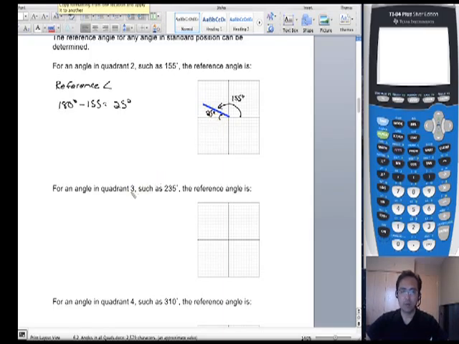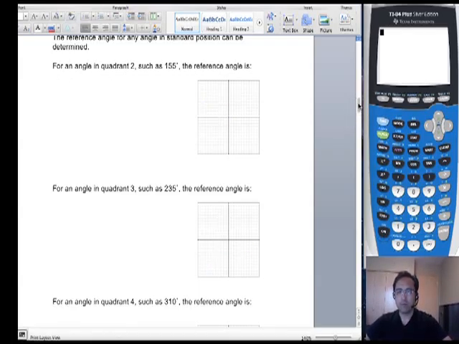Quadrant 3, such as 235, what's the reference angle going to be? So 235, we'll sketch in like so, and again give a picture to illustrate what's going on here. All we have to do is, this is 180, that's 235. Another way we can do the reference angle is 235 degrees minus 180 degrees, which is going to give us 55 degrees. So the little angle in here is going to be equal to 55 degrees.